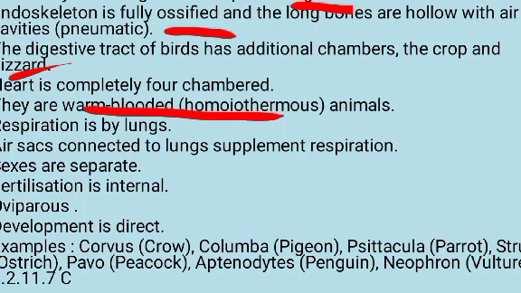Then sexes are separate. Fertilization is internal. They are oviparous animals, that is egg-laying animals, and development is direct. Direct means the young one will resemble the adult.